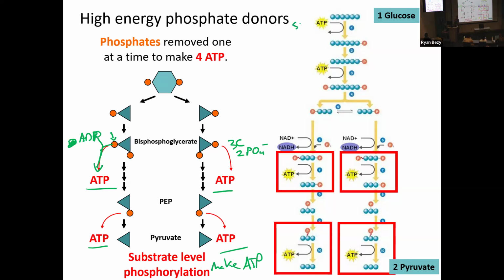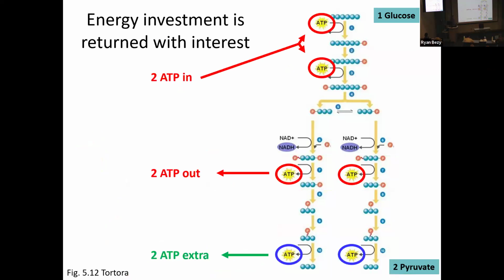Remember, this is spending an ATP up here. We're spending an ATP here. So we're spending 2, but we're making 4. So what's my net product? Or my net profit, sorry. 2 ATP. So if we overall look, we're getting 2 ATP in here, 2 ATP out, but those kind of cancel one another out. And then we're left with 2 extra net ATPs being produced in the end.